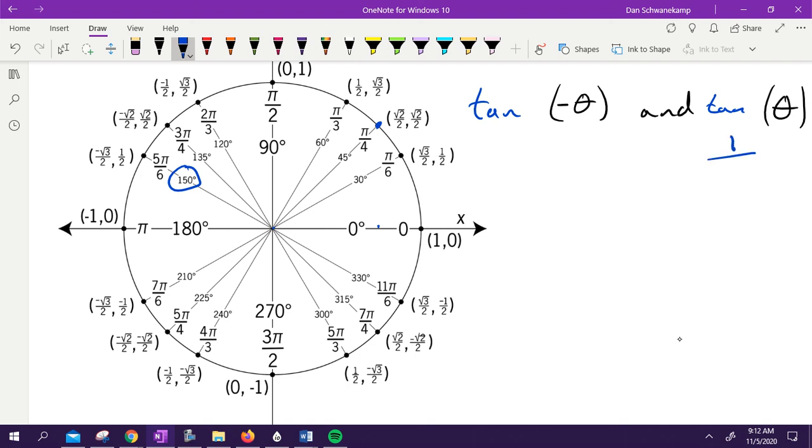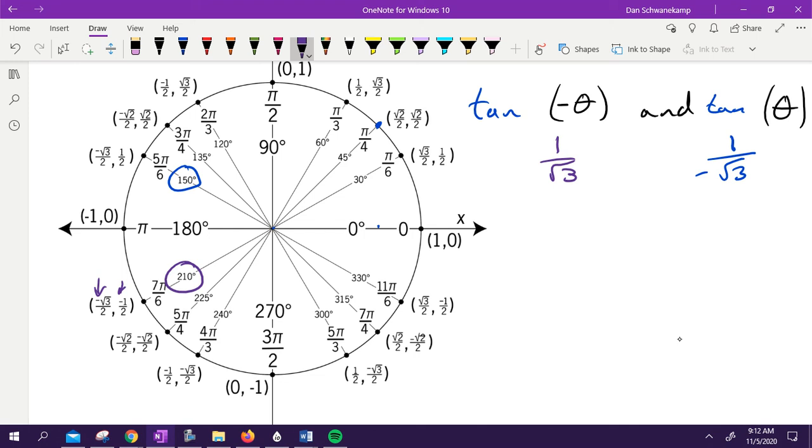1 over negative radical 3. Let's just leave it like that. He's a mean person, but he picked 150. We good? That's 150. What would be the negative angle of 150? 210, because it's the one that when you add it gets me 360, right? And so it's this guy right here. If you wanted to do tangent here, what is tangent of this guy going to be? 1 over square root of 3, positive or negative? Positive, because I have two negative signs.